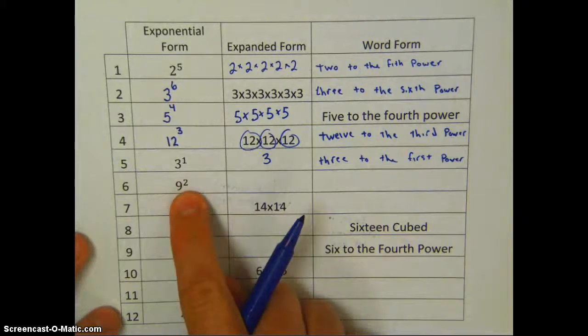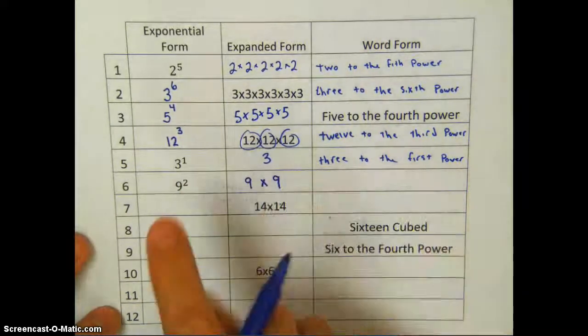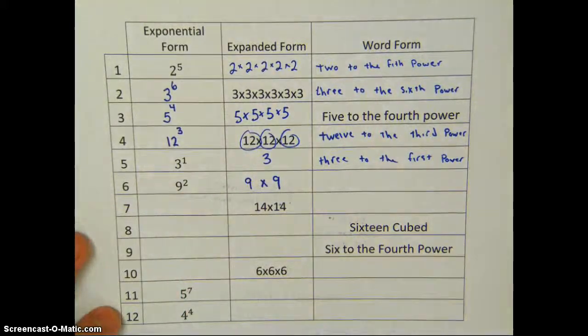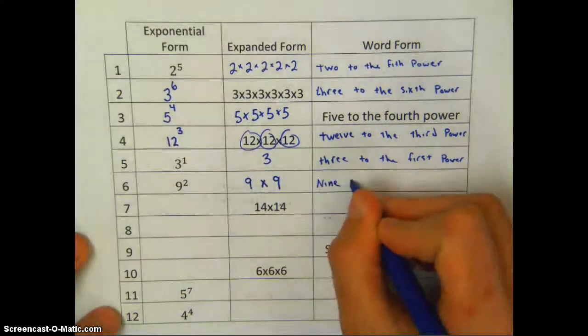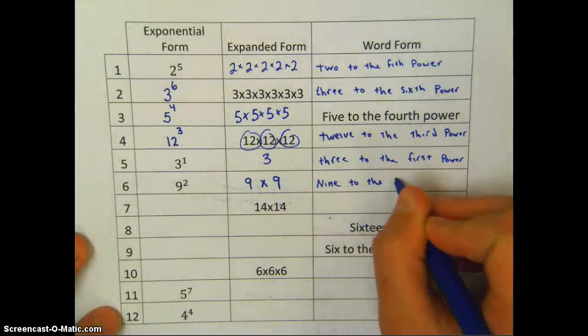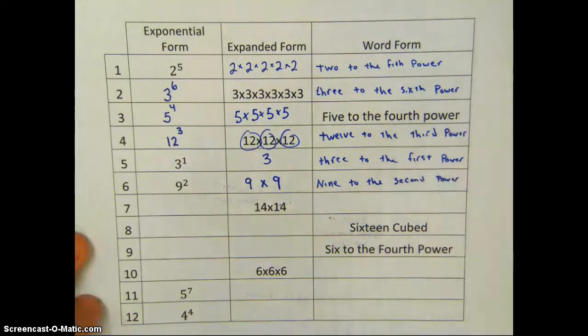9 to the 2nd power. 9 times 9. 9 twice. In word form, this would be 9 to the 2nd power.